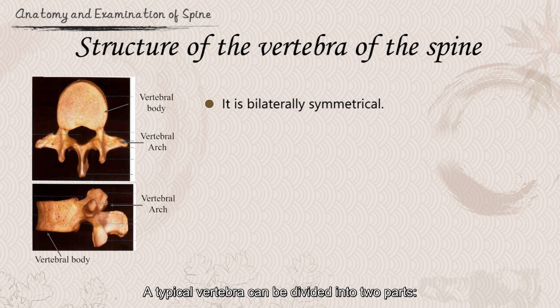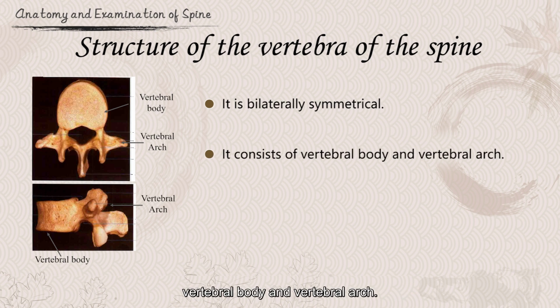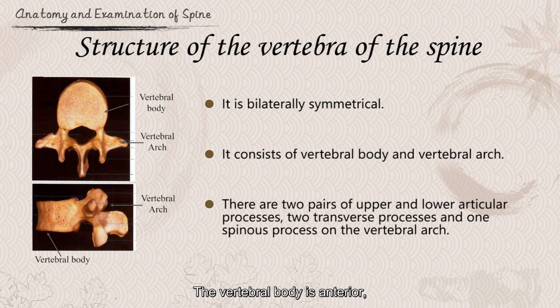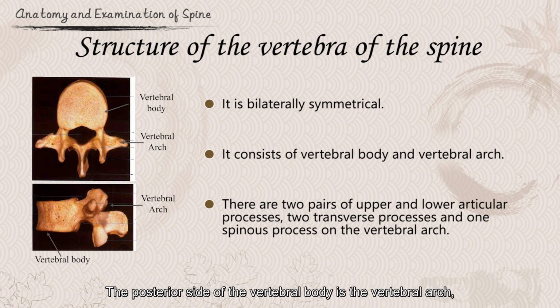A typical vertebra can be divided into 2 parts, the vertebral body and the vertebral arch. The vertebral body is anterior, which is the weight-bearing part. The posterior side of the vertebral body is the vertebral arch, forming the pedicle, vertebral plate, superior and inferior articular process, transverse and spinous process.